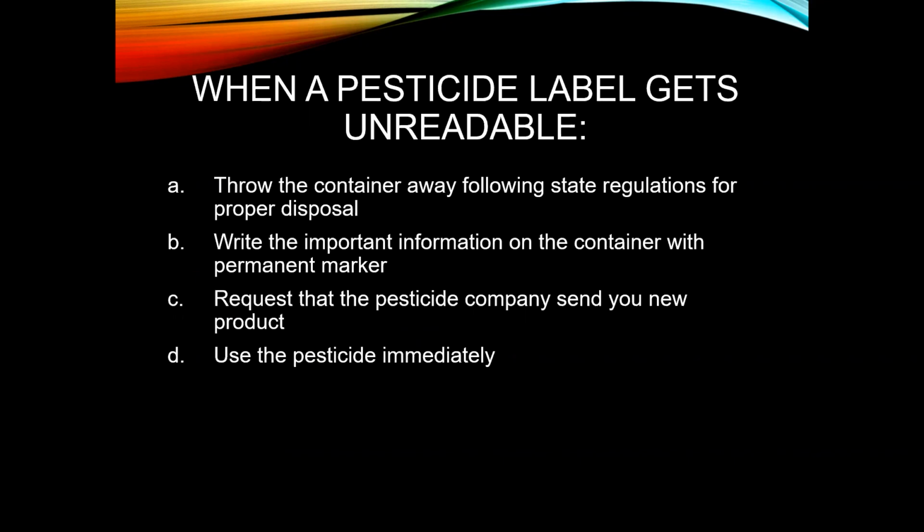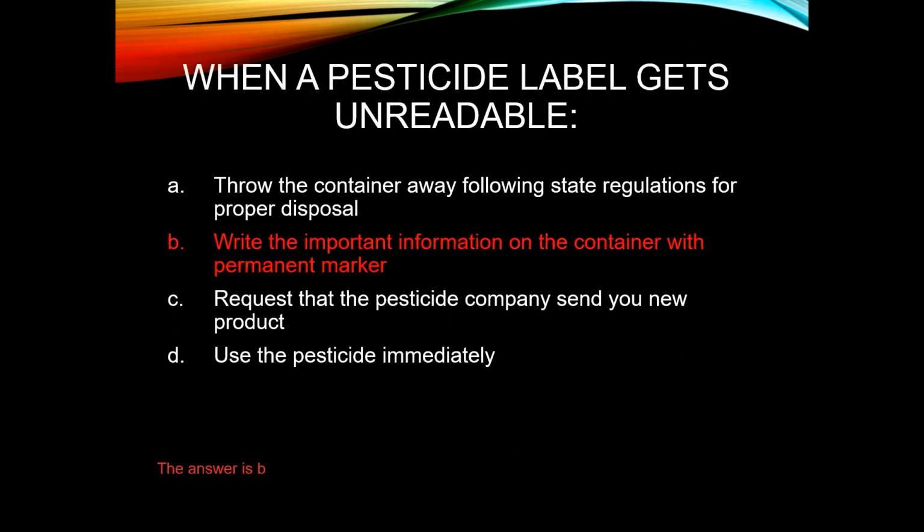Next one, when a pesticide label gets unreadable: A, throw the container away following state regulations for proper disposal, B, write the important information on the container with permanent marker, C, request the pesticide company send you a new product, D, use the pesticide immediately. B is the correct answer. Write the important information on the container with permanent marker. Or, like I said earlier, go online and get the MSDS or the label, make a copy of it, and tape it to that jug.